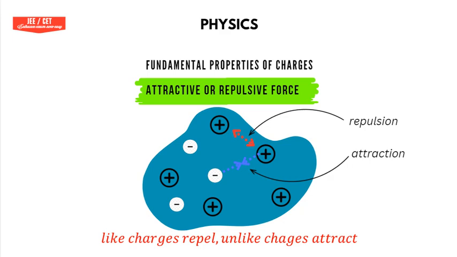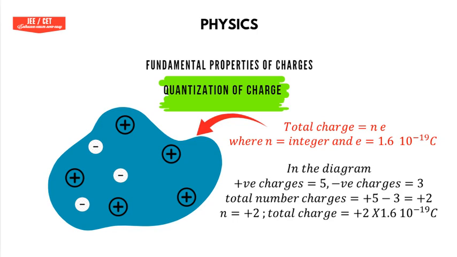Third property is quantization of charge. Electric charge is quantized, meaning it exists in discrete amounts. The smallest unit of charge is the charge of an electron or a proton, which is approximately 1.6 × 10^-19 coulombs. In the diagram, there are 5 positive charges and 3 negative charges. Total charge equals plus 5 minus 3, equal to plus 2. And total charge equals 2 times 1.6 × 10^-19 coulombs.